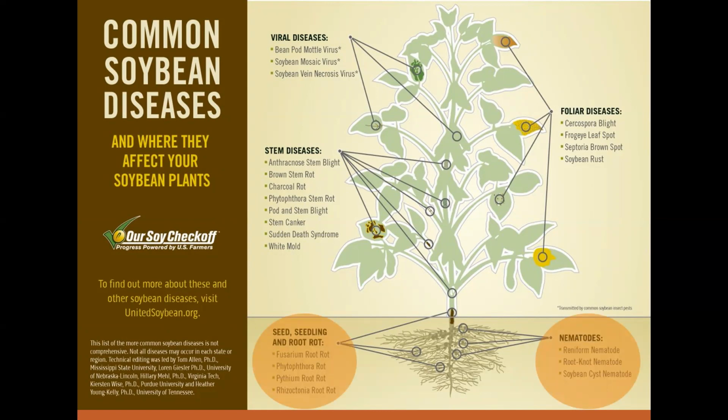So mostly with our seed, seedling, and root rot diseases, those are caused by fungal soil-borne pathogens. And our nematode pathogens are plant symptoms that are caused from damage to the root system by microscopic roundworms.